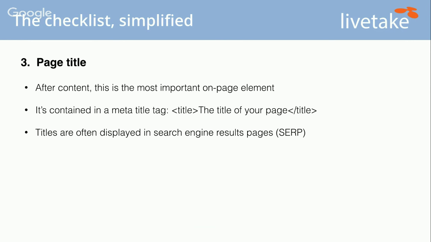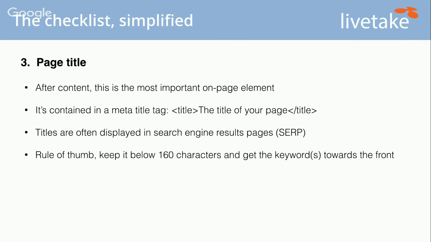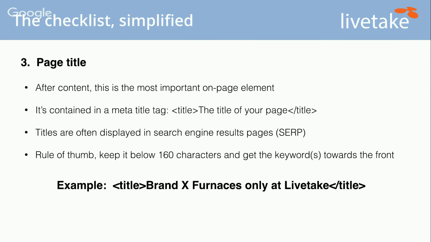So all of those listings that you see there, your title is usually going to show up in part of the listing. So that's why it's important for the searcher, not just for Google ranking purposes. Rule of thumb here is keep it below 160 characters, and again, get the keyword or keywords towards the front of the title. Example, if we continue with the Brand X Furnaces example, here's what the code would look like. It would be title tag, Brand X Furnaces only at LiveTake, as an example.